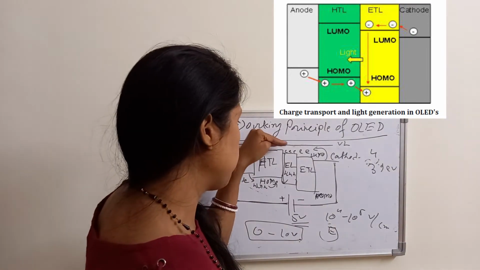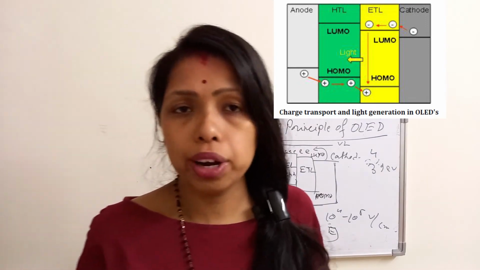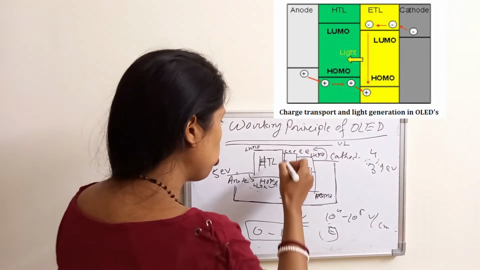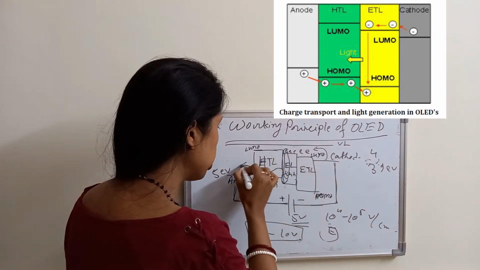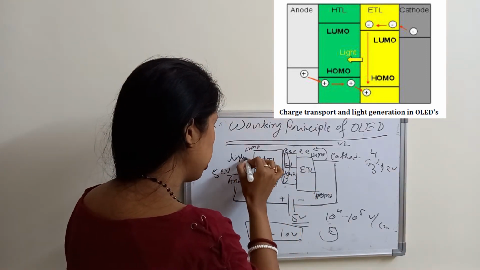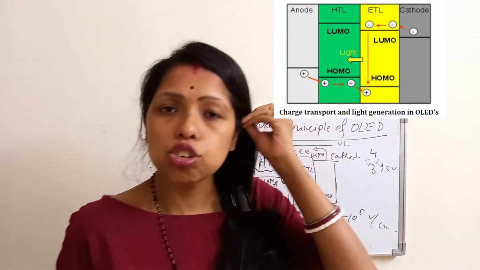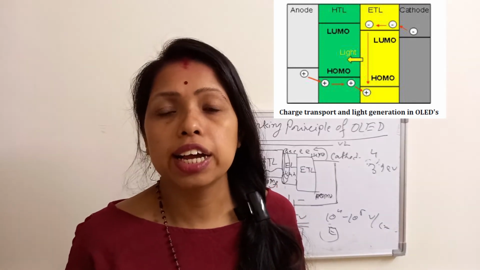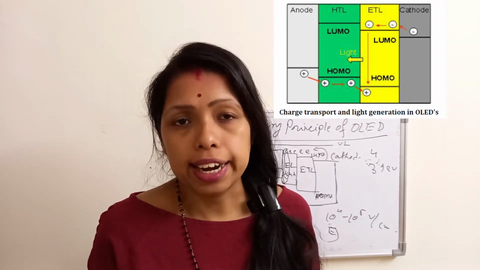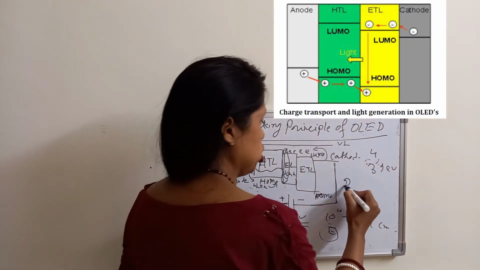When it falls down from the LUMO level to the HOMO level, at that moment it will recombine with the hole and produce light, or optical energy. Due to the electrostatic force, the electron will fall down to the HOMO level of the emission layer and recombine with the hole, and produce light energy. This process is called the recombination process.